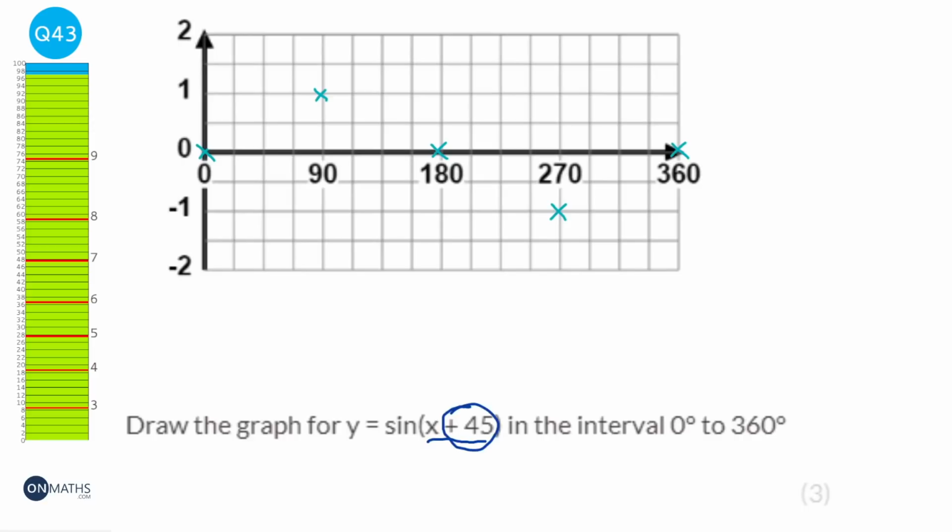So each of these points we're going to move to the left by 45 degrees. So instead of at 90, 1, this is now going to be at 45, 1. And each of these are just going to move left 45 degrees. Now 45 degrees is 2 squares. So it's just 2 squares worth of moving left.